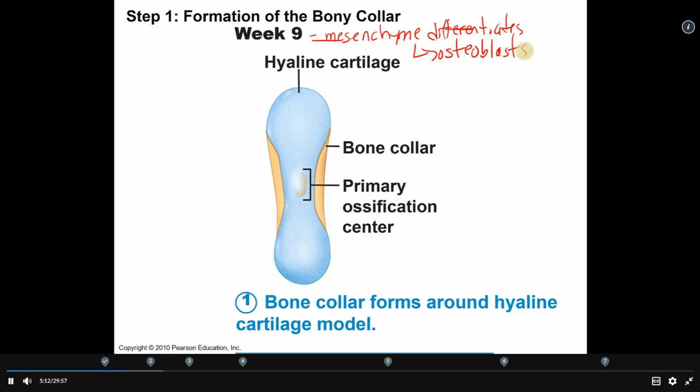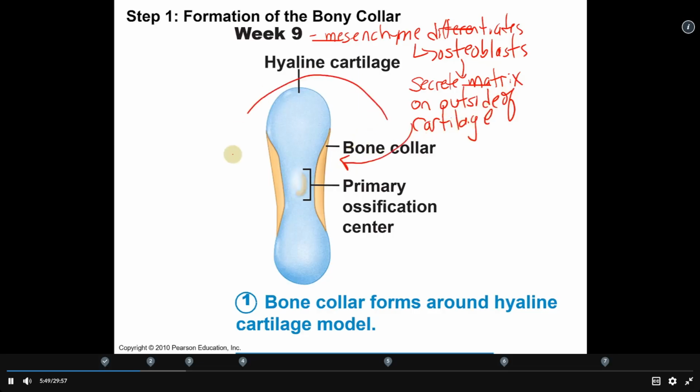Okay, so instead of turning into another type of cell like a chondroblast that would form cartilage, or a fibroblast that might form other types of connective tissue, it turns into osteoblasts. And these osteoblasts are going to secrete matrix on the outside of the cartilage, right here. So they're going to secrete the matrix outside of themselves, on the outside of the cartilage. You can see it there, and they're going to do it right there.